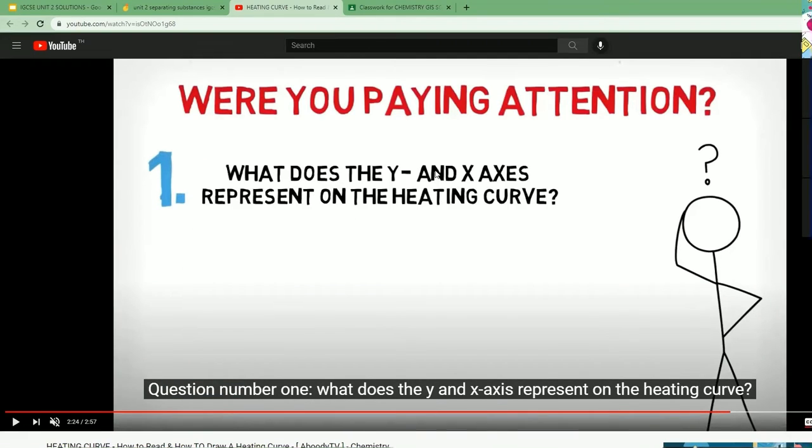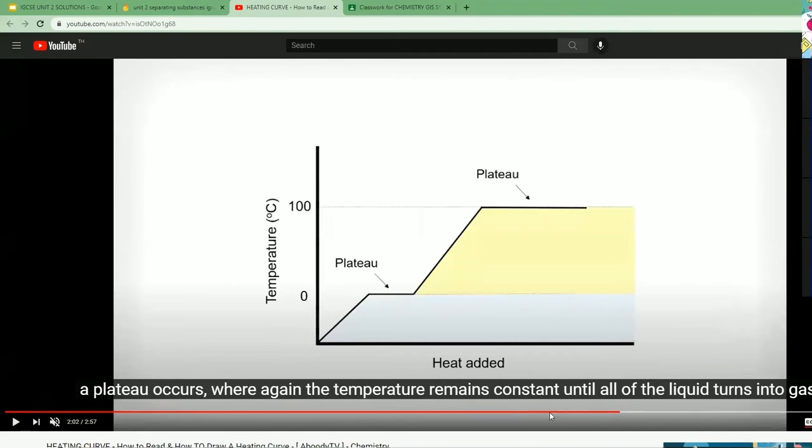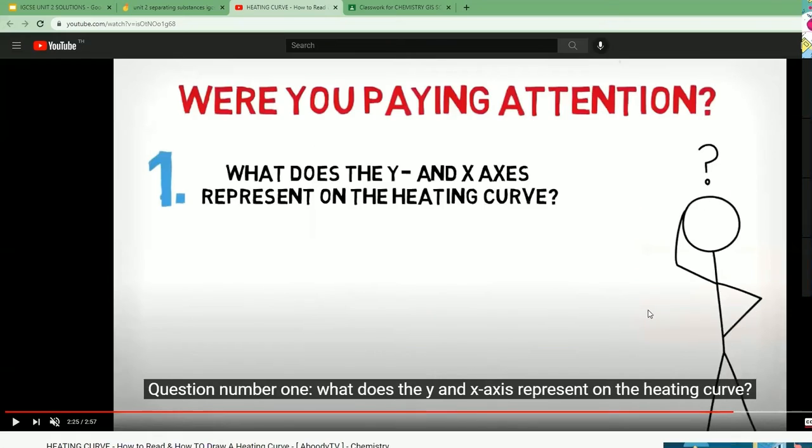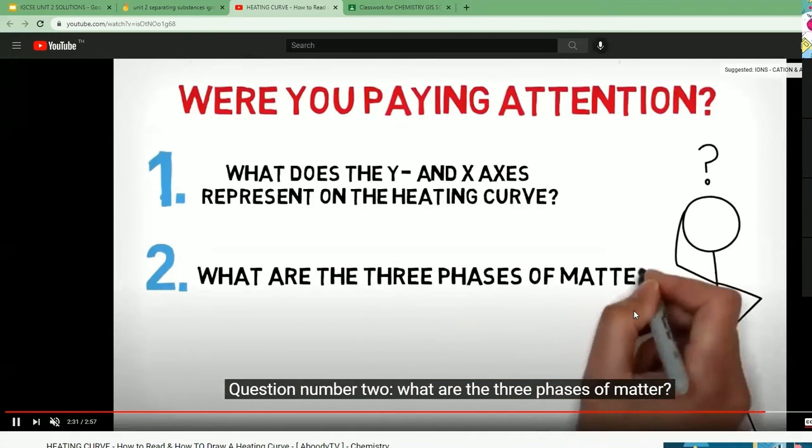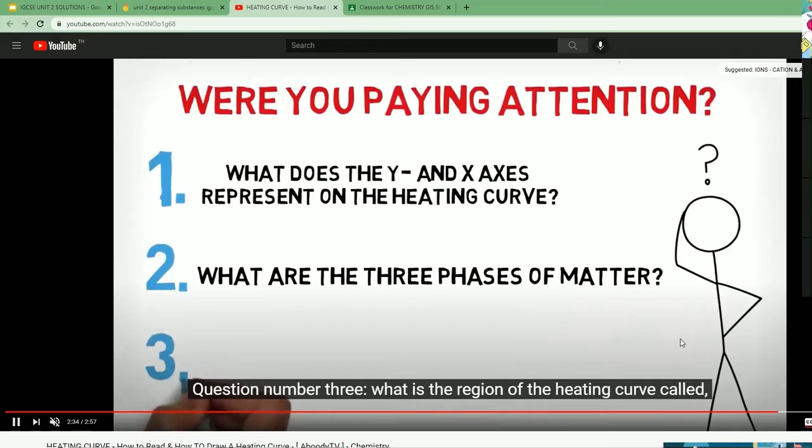Number one, what do the y and x-axis represent on the heating curve? The temperature. The y-axis tells the temperature. Do you all agree? No. The x-axis tells the temperature, and the y-axis tells us what happens to the thing. Okay, let's see. Over here, Aman: the y-axis is telling the temperature. Okay? The y-axis always tells the temperature. Everyone, Fatima? What are the three phases of matter? All of you know. Solid, liquid, gas. Easy.